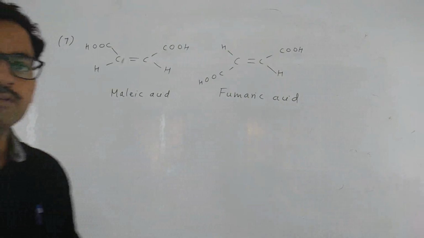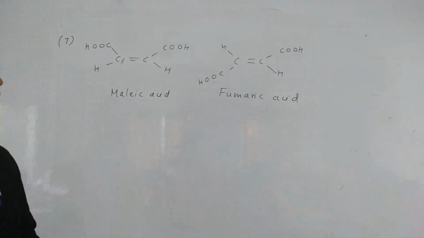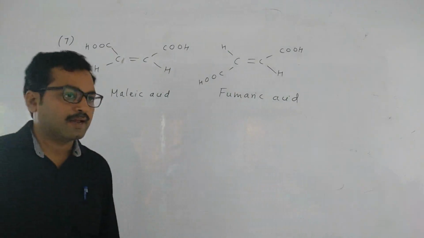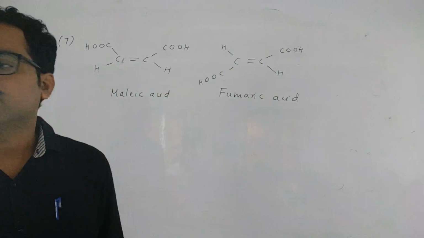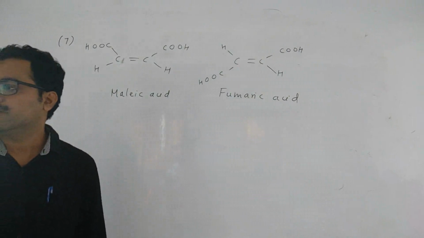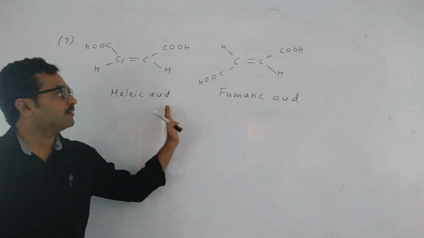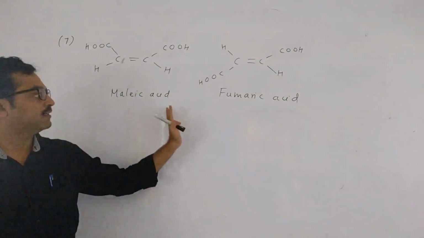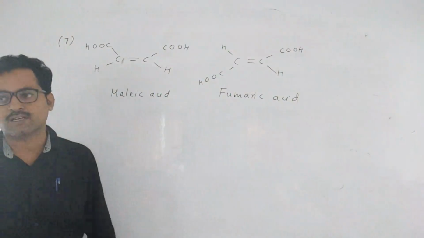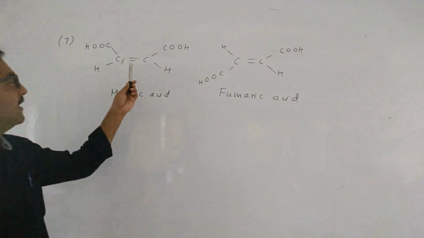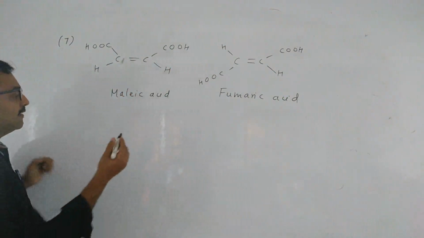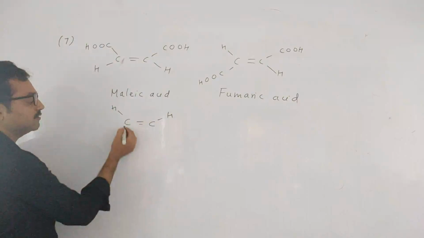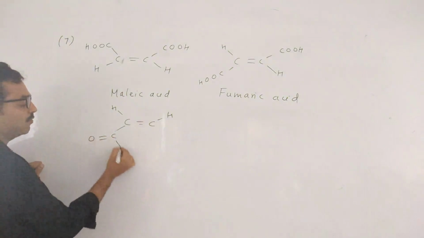So what do we have to check? We have to check, after this acid gives H plus, we will get a conjugate base. That conjugate base stability we have to check, children. So if malic acid gives H plus, you will get a malate ion. So what is that ion? COOH, CH double bond CH, C double bond O, O minus.